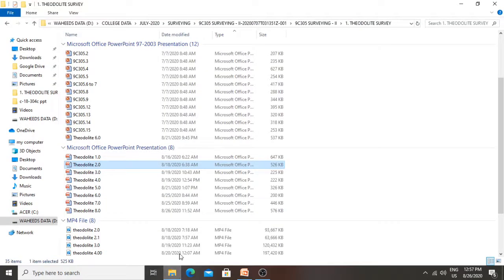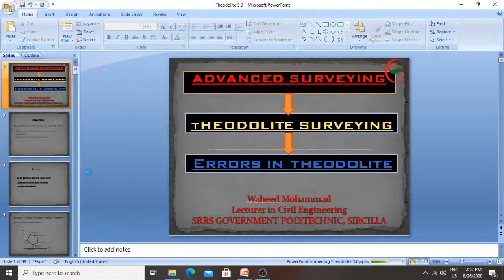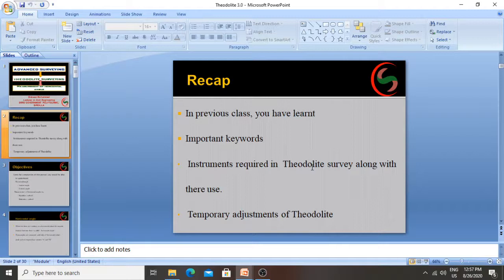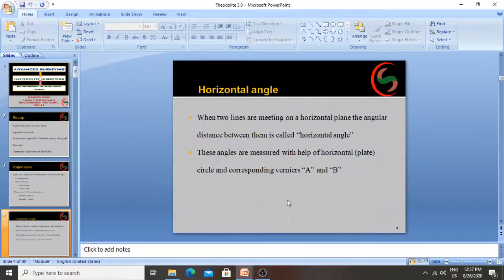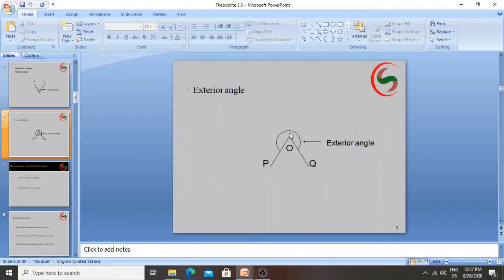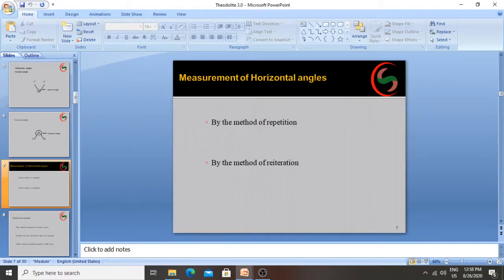Next, what we have seen in the third class is measurement of horizontal angles. What do you mean by horizontal angle, what is an interior angle, when we call that angle an exterior angle, and how to measure the horizontal angles by the repetition method and the reiteration method. Next, measurement of horizontal angles by repetition and reiteration.